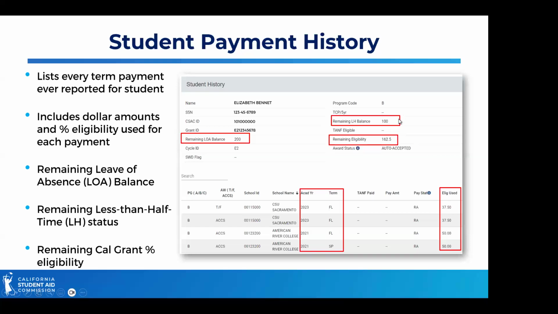So students also have a less than half time balance, 1 year or 100% for every student. And this also shows us the remaining eligibility. So every year as a student exhausts this eligibility and dips down, this number will change. And so when the student renews their award for the new school year, this remaining eligibility amount will look different than it did the prior year.